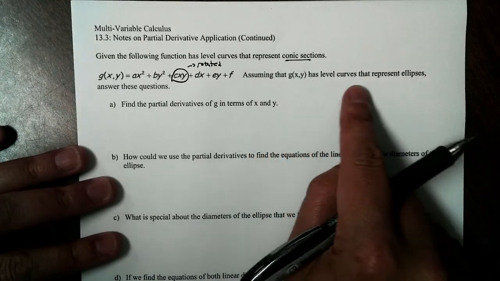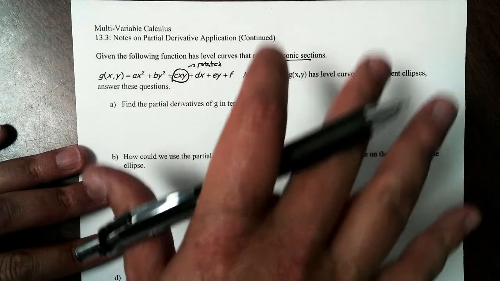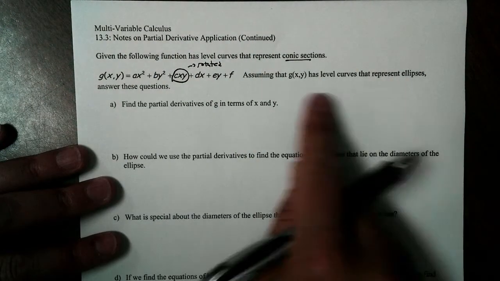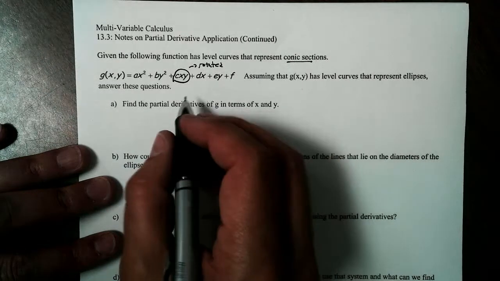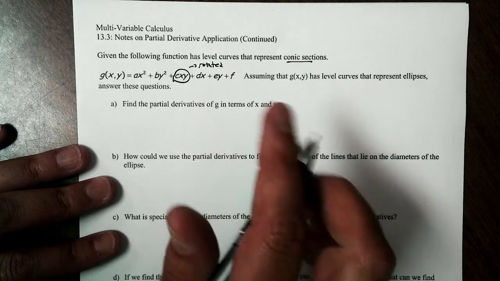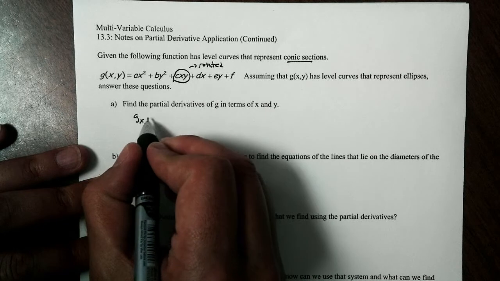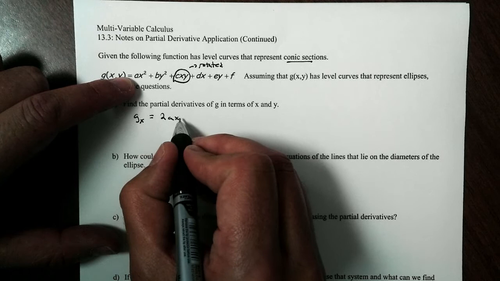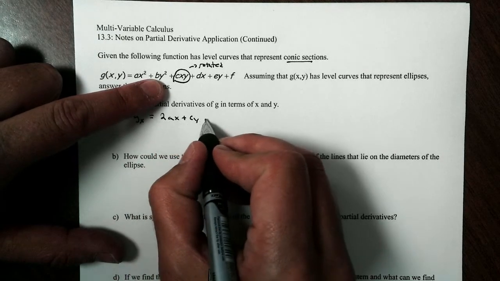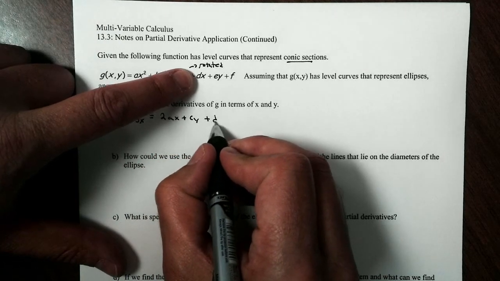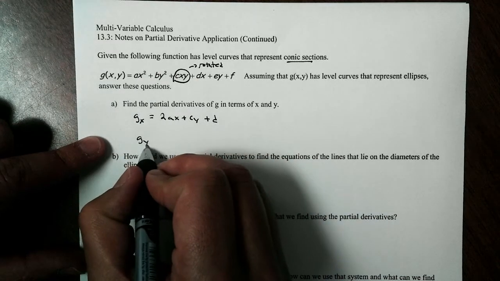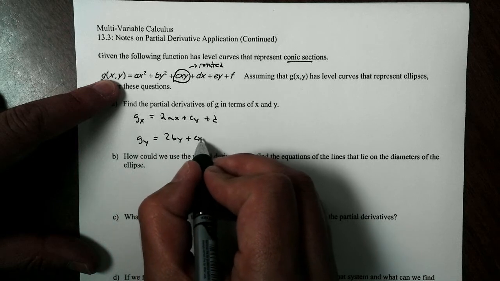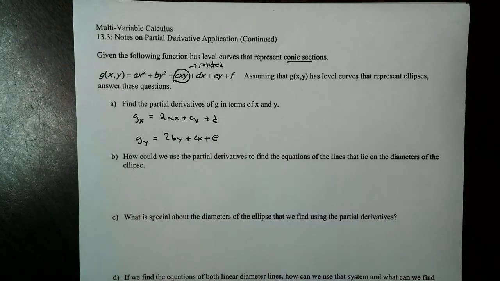So assuming that these are level curves, okay? Now remember, a level curve is just a flat two-dimensional image of a slice through a surface. So the first thing we're going to do is find the partial derivatives of g in terms of x and y. If I find the partial with respect to x, that's not too bad. This just becomes 2ax plus cy plus d. If I find the partial with respect to y, we get 2by plus cx plus e.